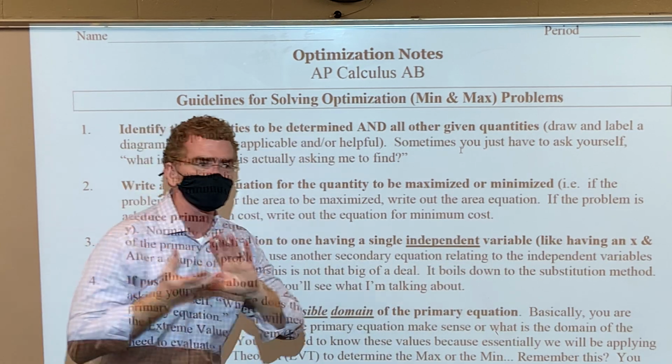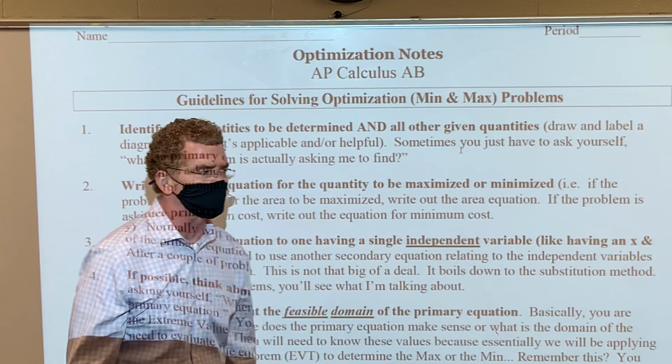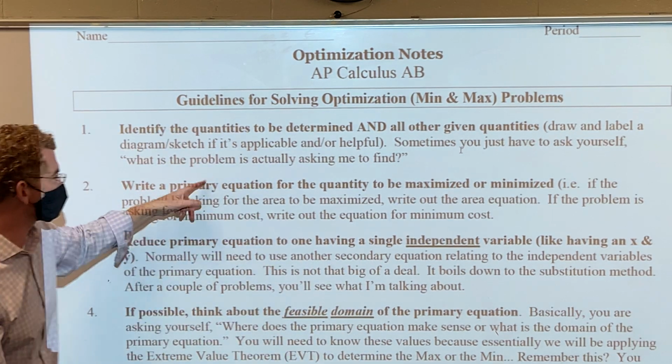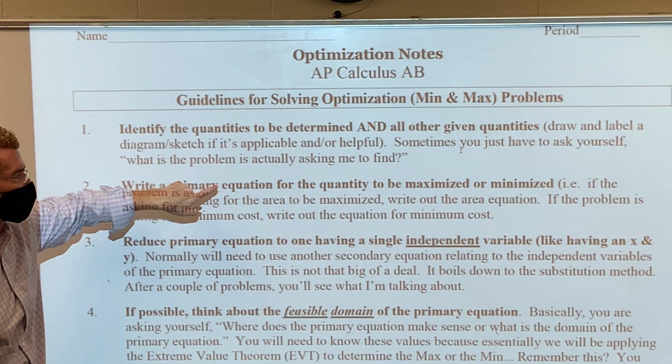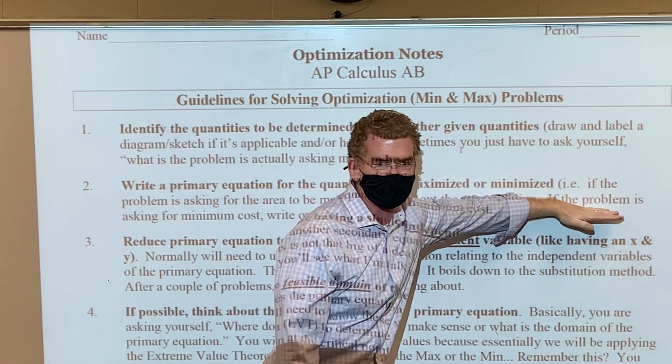And once you get it all in terms of one variable, now you're ready to go and take the derivative and maximize what you're trying to find. Okay? So you're going to see that a lot. But guys, you've got to identify that primary equation. And the primary equation is what you're going to be maximizing and minimizing.